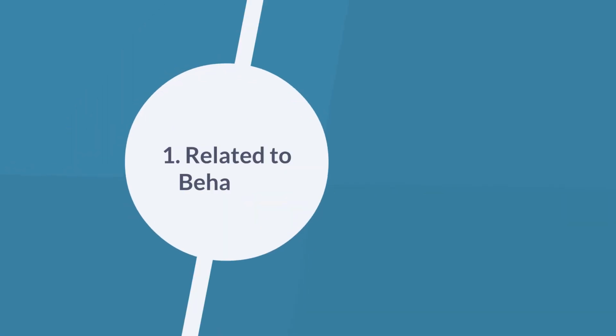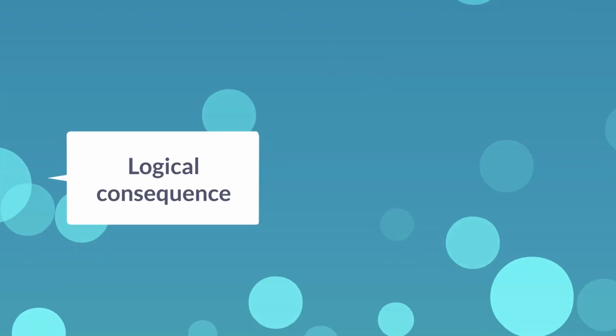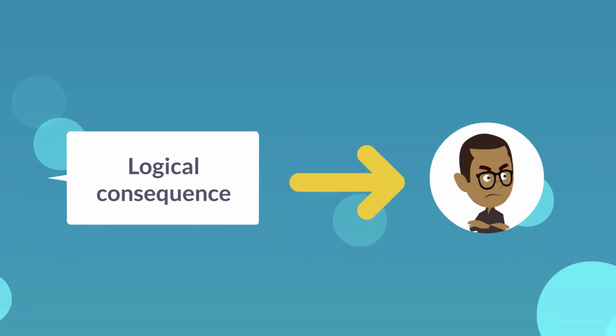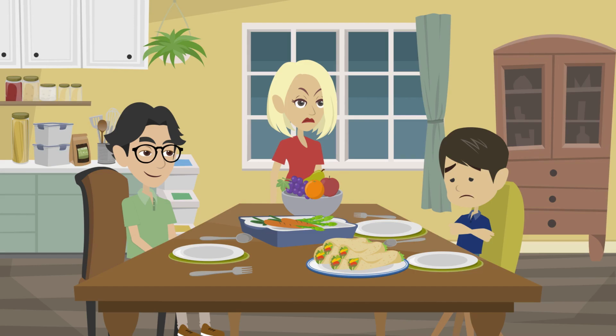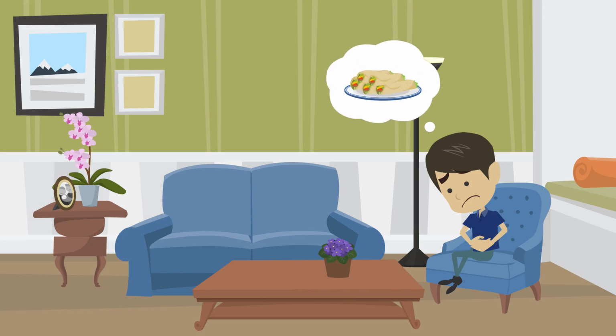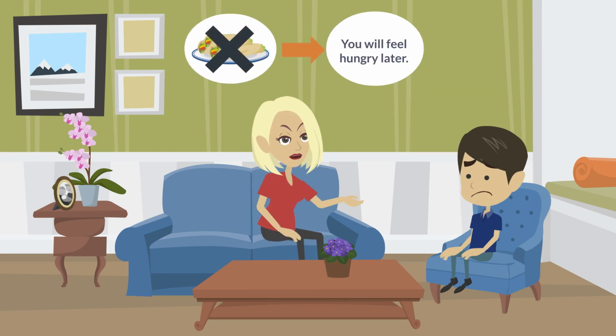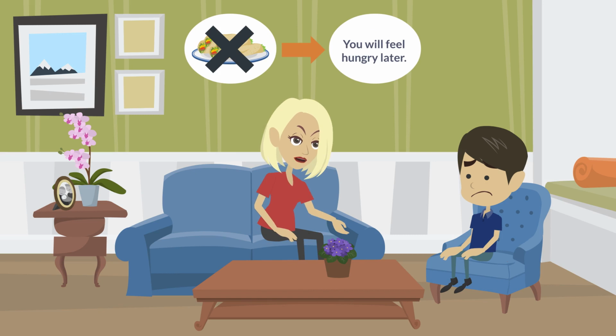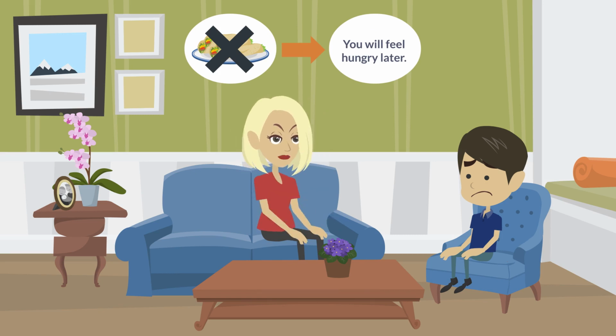1. Related to behavior. The logical consequence should be directly linked to the child's behavior. For example, if a child refuses to eat their meal, a logical consequence would be that they will feel hungry later. Explain the relationship to the child, so they understand their choices directly result in consequences.